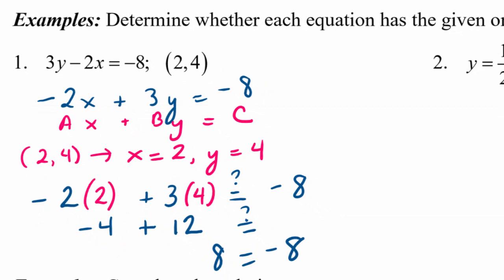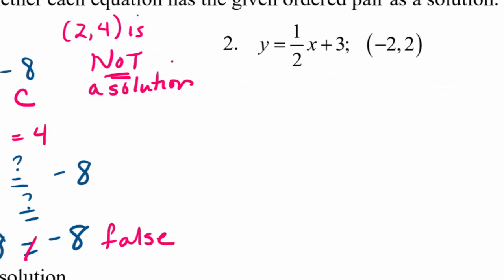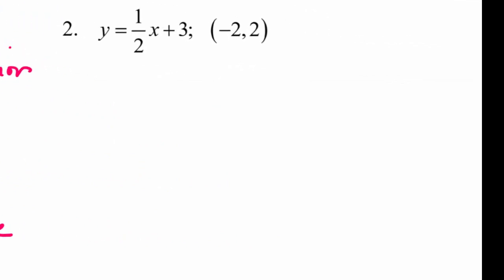We needed this ordered pair to give us a -8 when we substituted it into the equation. So guess what? These are not equal. This is a false statement. So what does that mean? That means that the ordered pair (2, 4) is not a solution to the equation. Not a solution. Example 2, we have y equals 1/2 x plus 3.